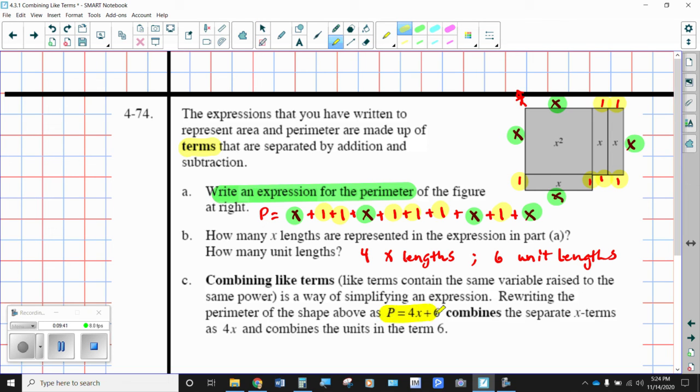So we would combine those terms and rewrite that as perimeter is equal to 4x plus 6. That is the concept of combining like terms to simplify an expression and make it easier to read and easier to know what you've got, right? So this literally tells us you got 4 x's and 6 1's.